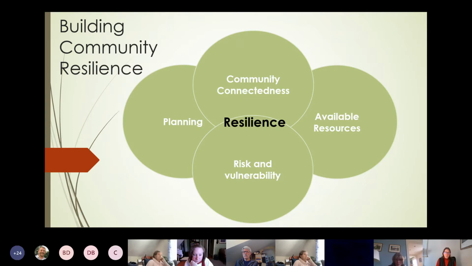So whether those be financial, ecological, built environment, understanding those resources your community has can really help increase your resilience to disasters. The next is risk and vulnerability.